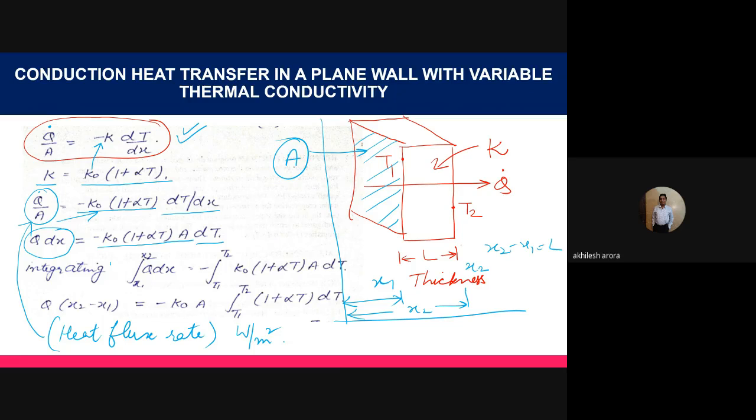So it is x1 to x2, and then the negative sign can be taken out of the integration, and the value is k naught (1 plus alpha T) A into dT. Then when we integrate this, it becomes Q into (x2 minus x1), which is equal to minus k naught A. These are the constants, and then the integration of 1 plus alpha T dT between the limits T1 to T2, because the left face is at temperature T1 and the right face is at temperature T2.